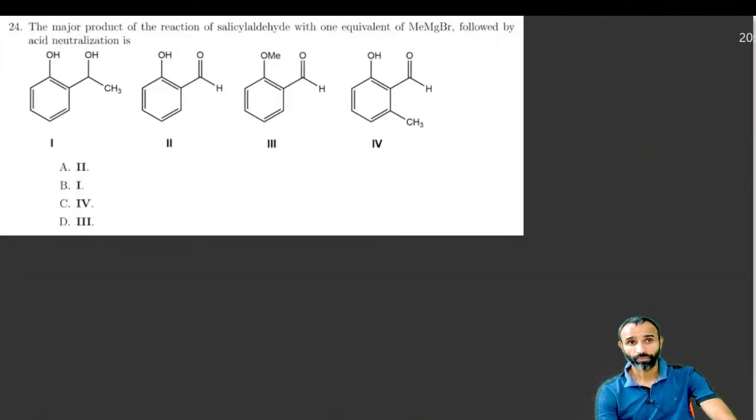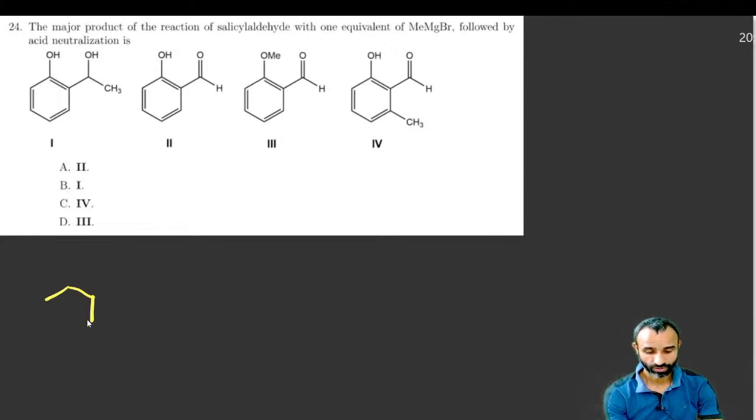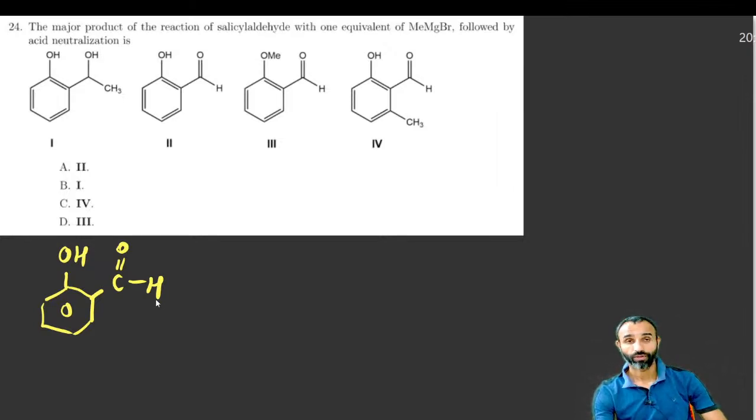Next is the major product of the reaction of salicylaldehyde. What is salicylaldehyde? With one equivalent of methyl magnesium bromide.